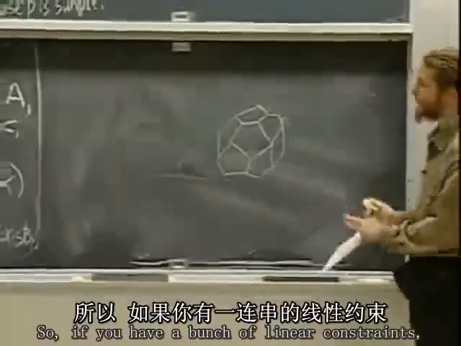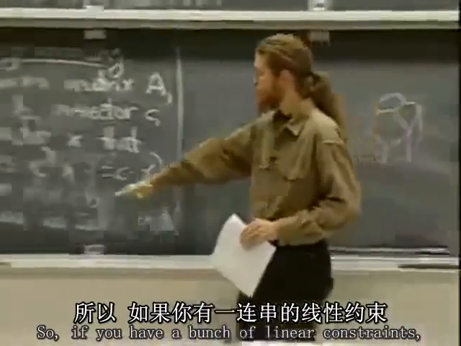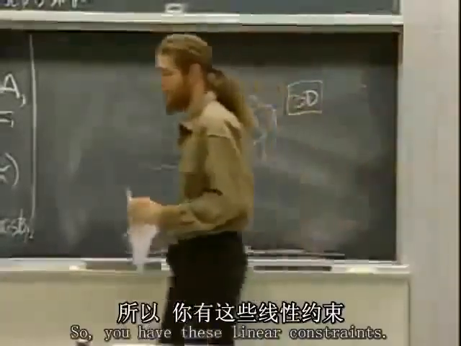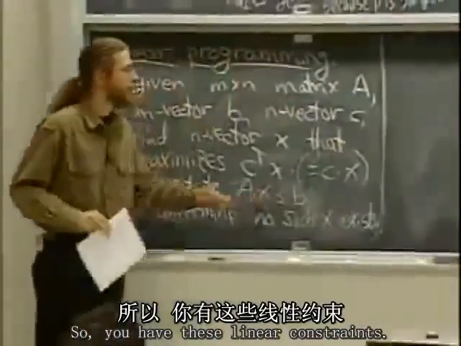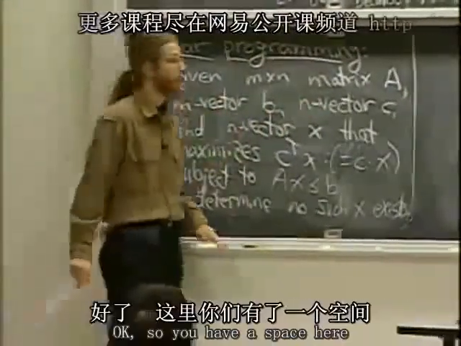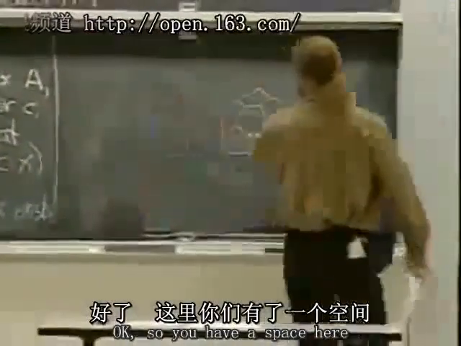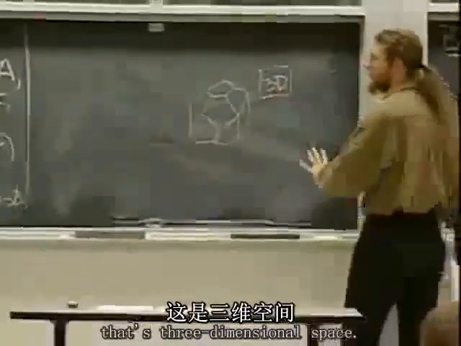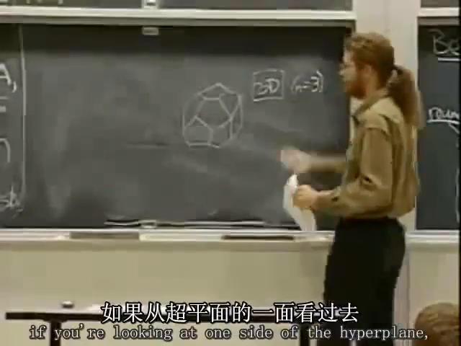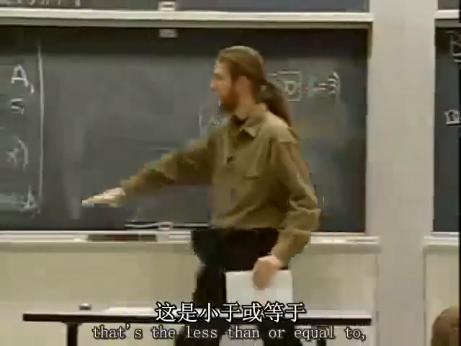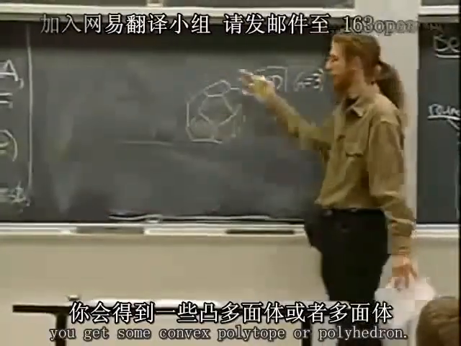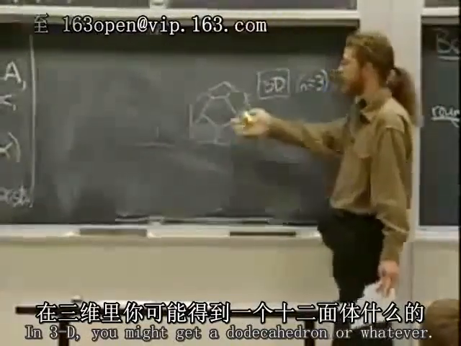Okay, so if you have a bunch of linear constraints, this is supposed to be in 3D. Okay, now I labeled it, it's now in 3D. Good. So you have these linear constraints, that turns out to define hyperplanes in n dimensions. Here is three-dimensional space, so n equals 3. If you're looking at one side of the hyperplane, that's the less than or equal to, you take the intersection, you get some convex polytope or polyhedron. In 3D, you might get a dodecahedron or whatever.